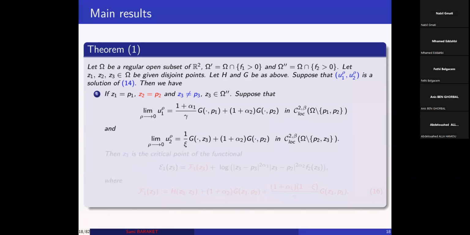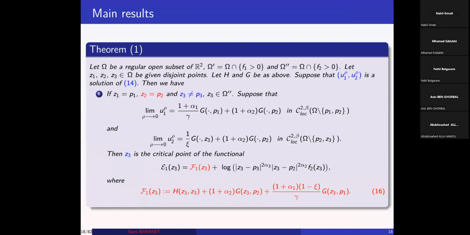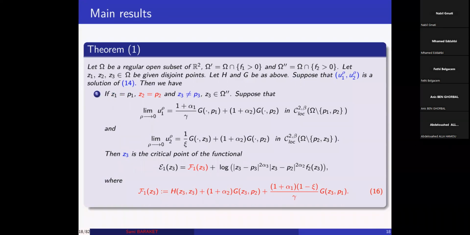Now, for the second subcase, if we want U1 to blow up on P1, P2, and U2 to blow up on P2, Z3, then necessarily Z3 is a critical point of the functional E3 given by F1 Z3 plus the logarithm of this quantity. F1 is a functional which depends on the Green function and its regular part H.